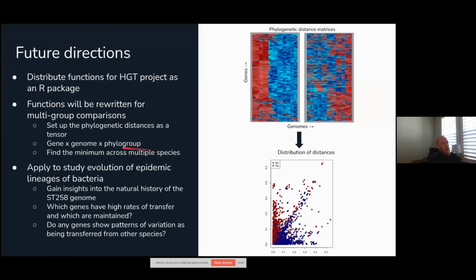So for future directions, I want to package up the functions that I wrote for the HTT project as an R package. A weakness of the setup as it currently exists is that it's really just built to compare two distance matrices, with the distance for each allele in each genome, and just do those two species comparisons. However, this is really an underrepresentation.